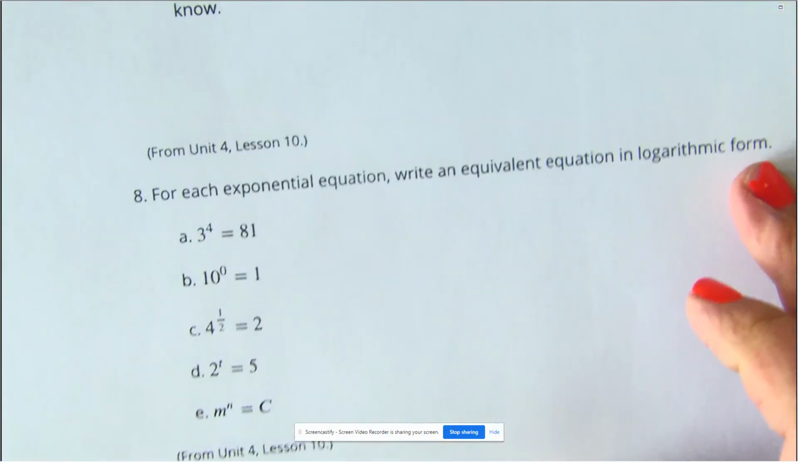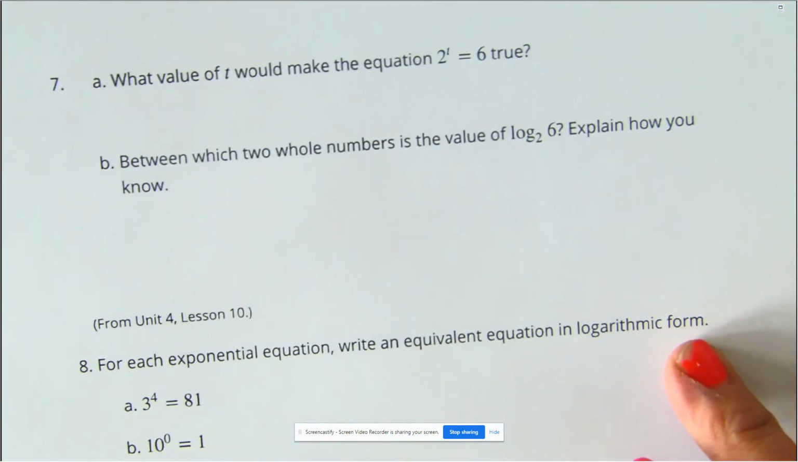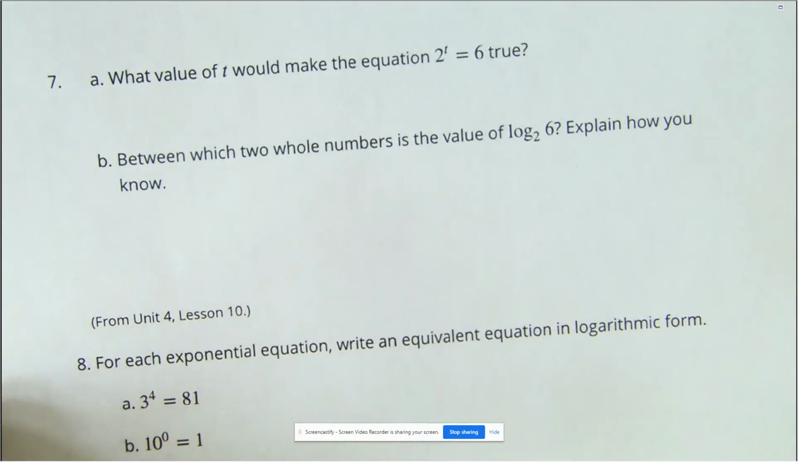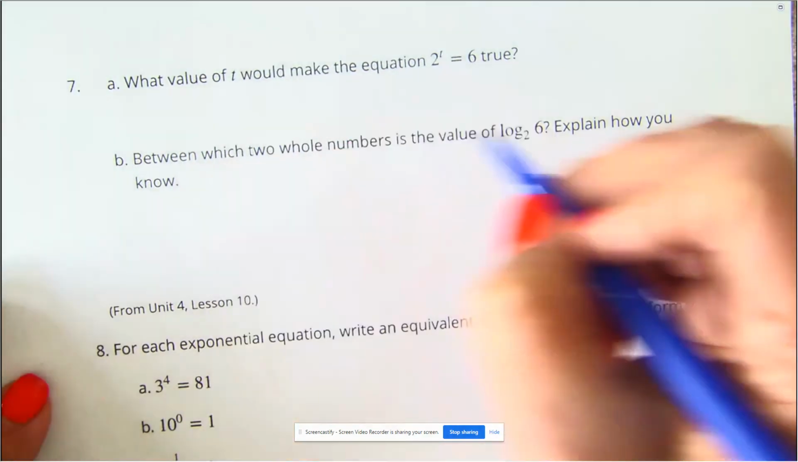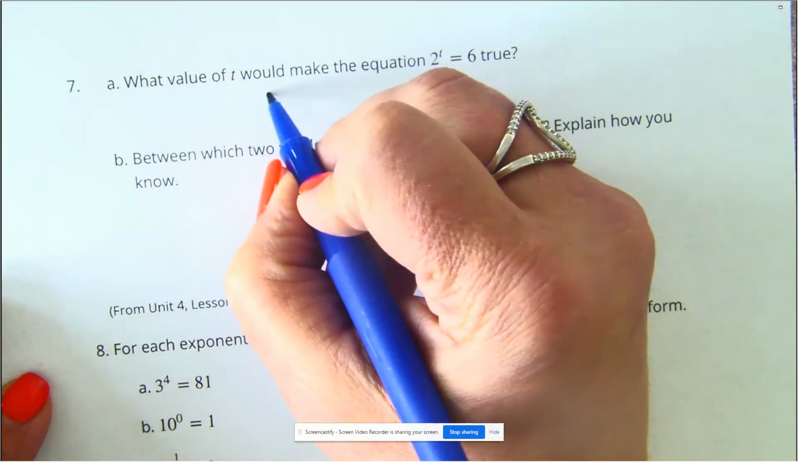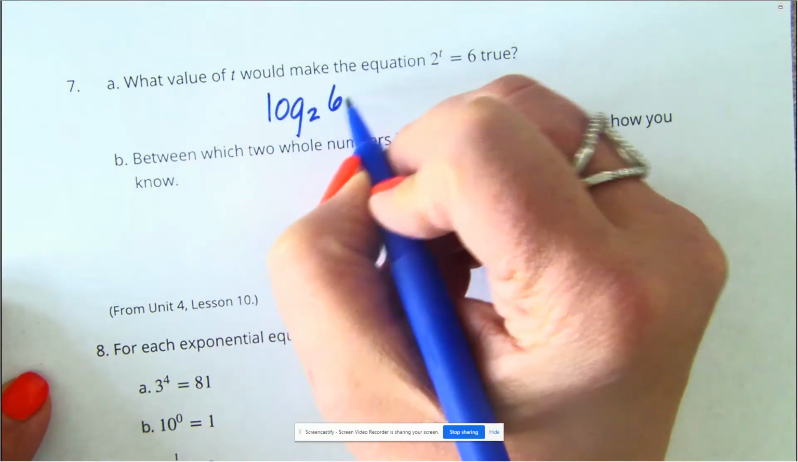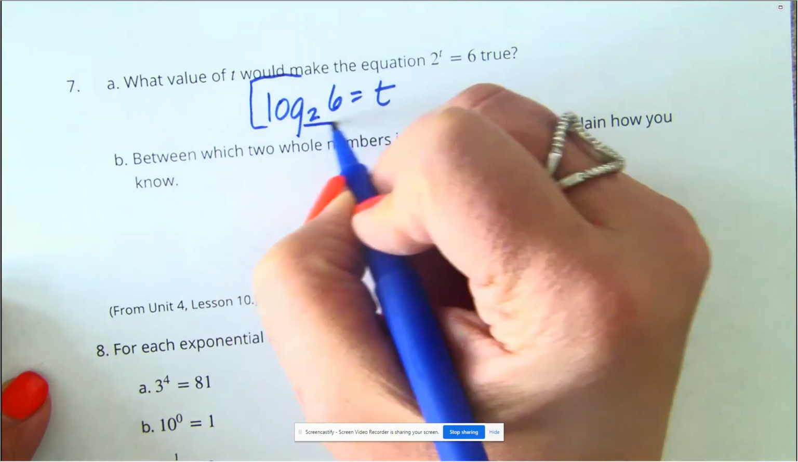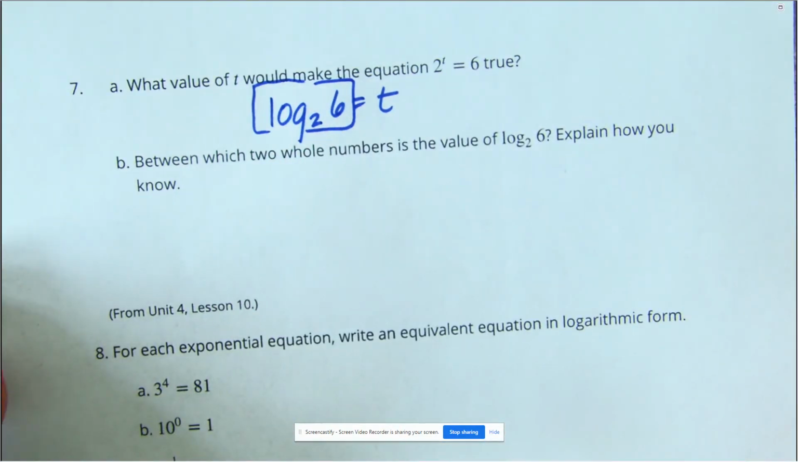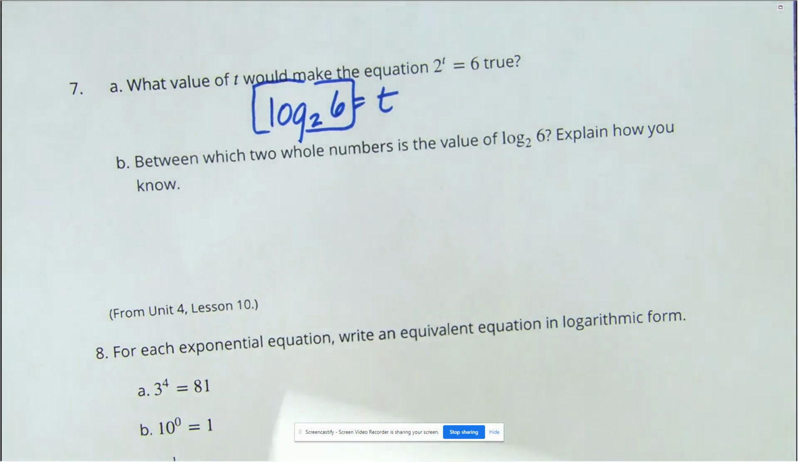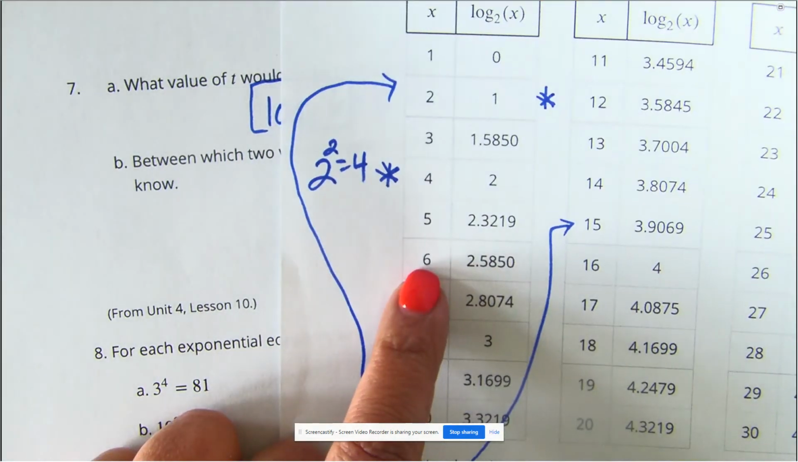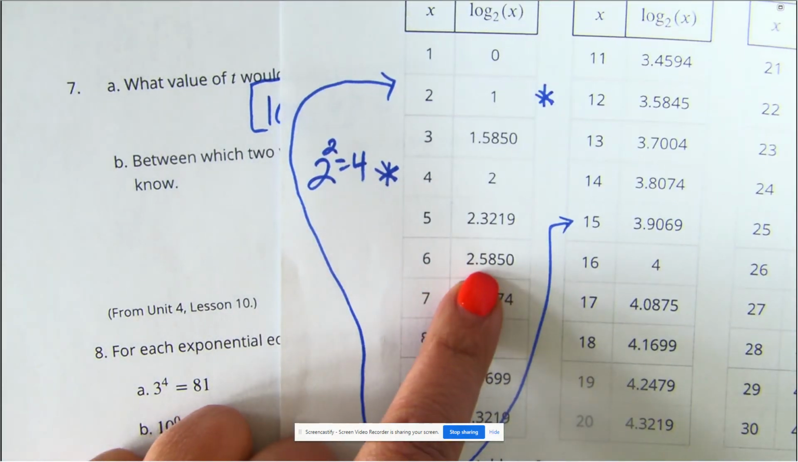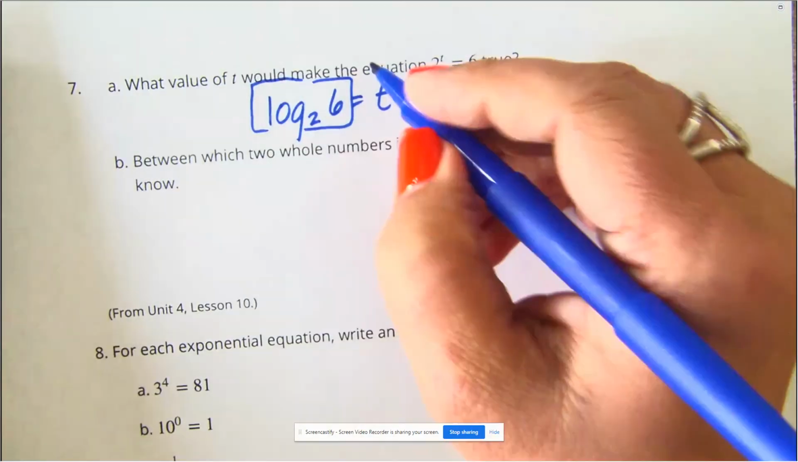All right, number 7. What value of t would make the equation 2 to the t equals 6 true? Basically log base 2 of 6 is t. The answer to that is going to make it true. I could go to my table that we had from the other day. I did have my log base 2, right? Here's 6. I have to raise 2 to the 2.5850 on my table.